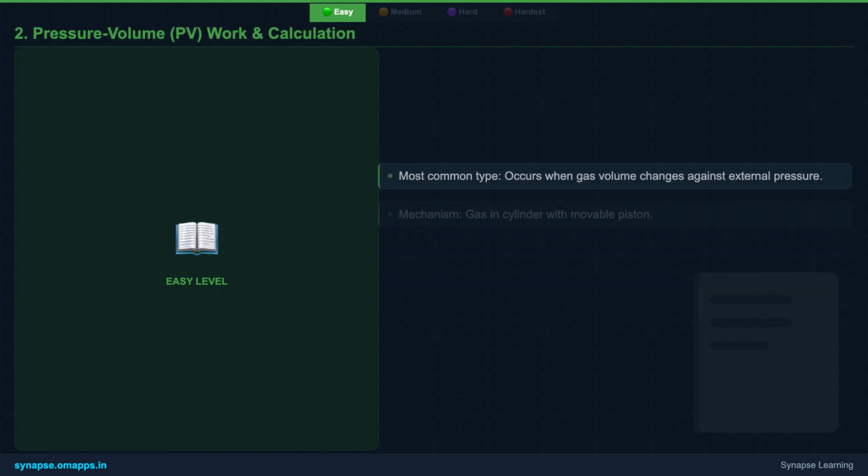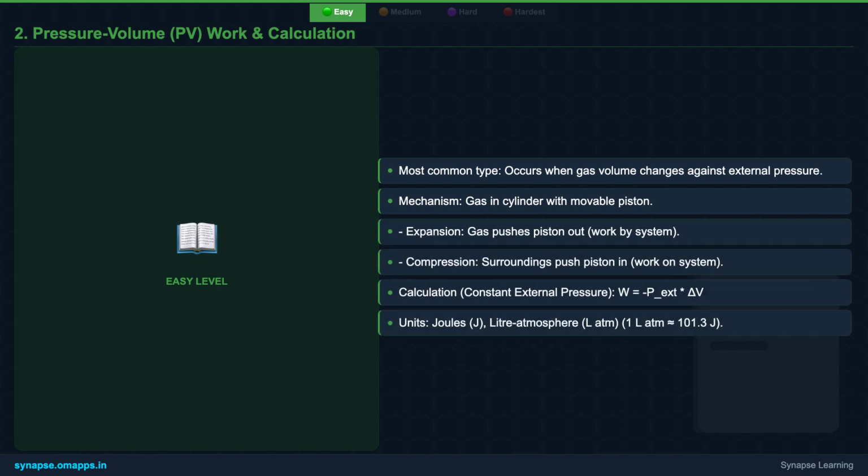The most prevalent type of work in chemical thermodynamics is pressure volume, or PV, work. This occurs when a gas changes its volume against an external pressure. Imagine a gas trapped in a cylinder with a movable piston. If the gas expands, it pushes the piston outwards, doing work on the surroundings. Conversely, if the piston is pushed inwards, the surroundings do work on the gas, compressing it.